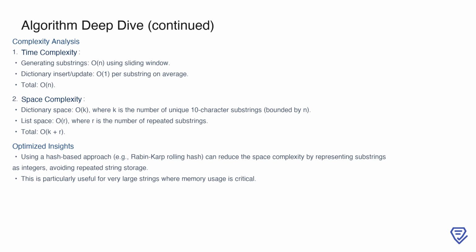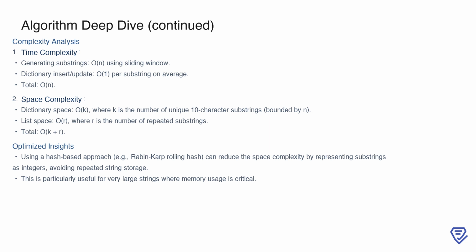This includes O(n) for generating substrings using the sliding window and O(1) on average for each dictionary operation, resulting in linear time overall. The space complexity is determined by the dictionary and result list. The dictionary requires O(K) space, where K is the number of unique 10-character substrings, and the result list requires O(R) space, where R is the number of repeated substrings. Thus, the total space complexity is O(K + R).